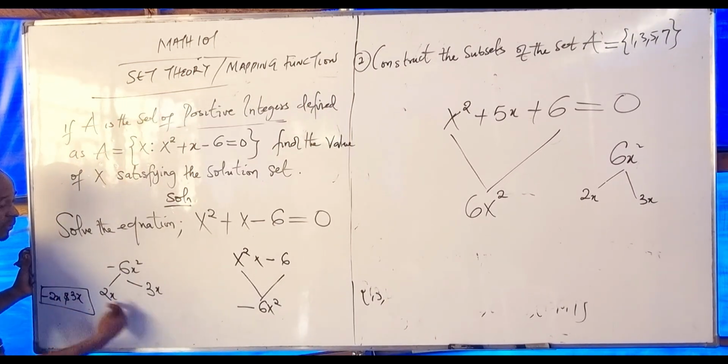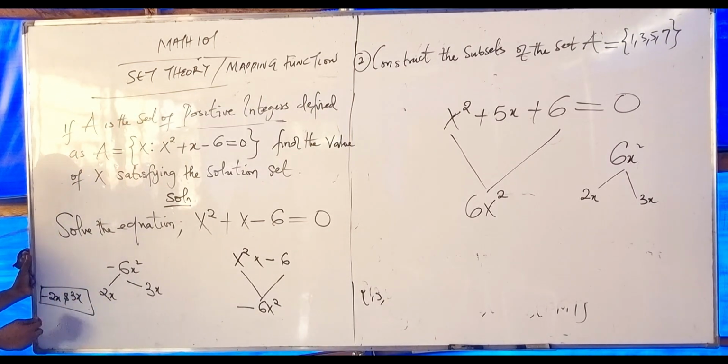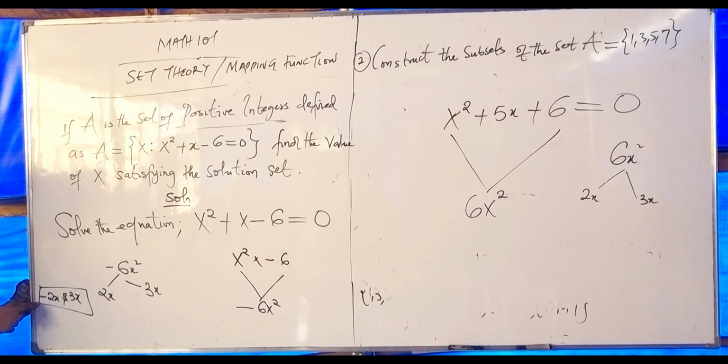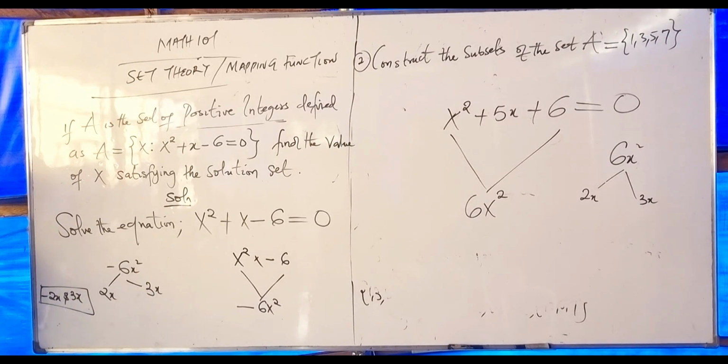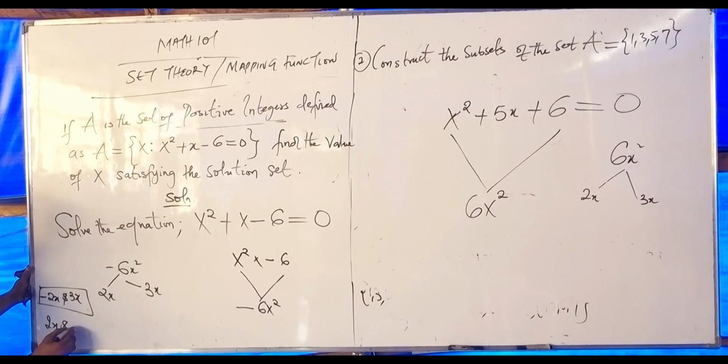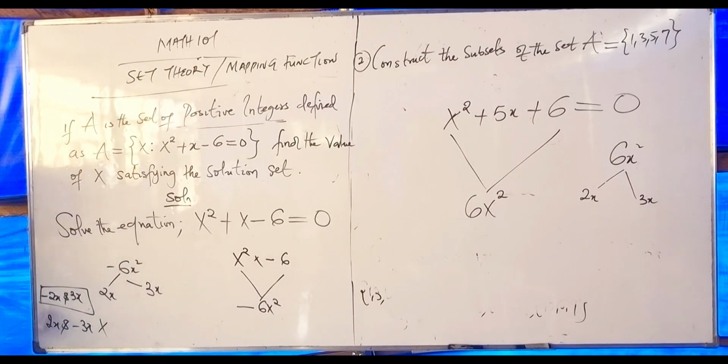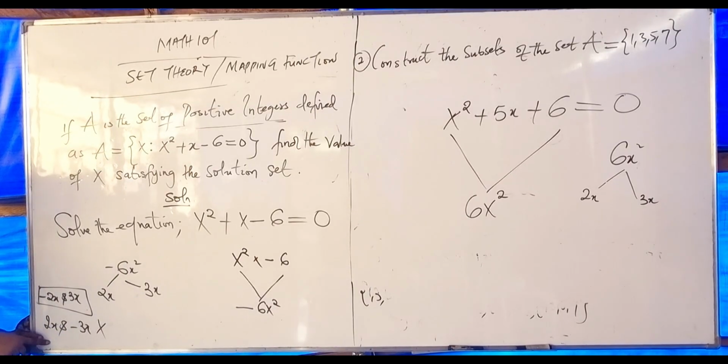Here we have 2x and what? 3x. We now play with this, Abi. What do we do here? We chose what? Minus 2x and what? 3x. We can also say minus what? Minus 2x and minus 3x. But this will not go. Do you know why? Minus 3x plus 2x is what? Minus x. Minus x, Abi.